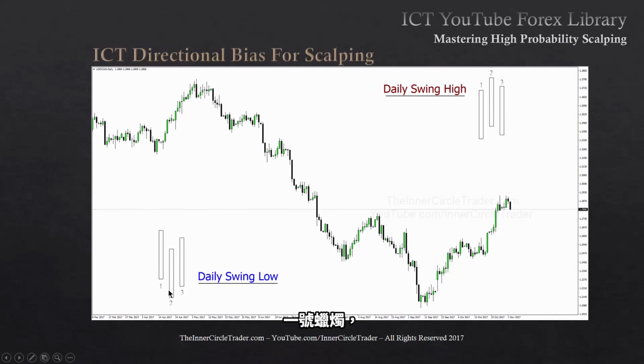Number 1 candle, number 2 candle, number 3 candle. What we're doing is we're watching, once the daily swing low forms, we want to see the high be traded through on day number 4. Once day number 4 does that, we know that on day number 5 we can be looking for a run on previous day's high liquidity.